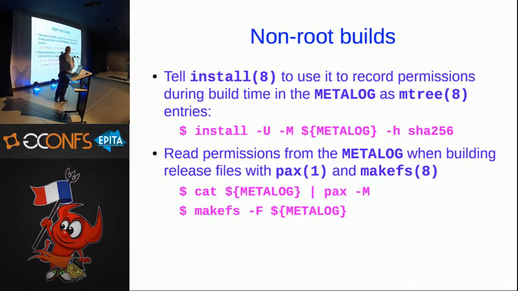And by specifying this flag, the install program, instead of setting the permissions on the destination files, just appends them to the metalog. So when you actually build tar files or you make a file system, you can tell it to consult the permissions for those paths from the metalog and put them inside the binary artifacts using the correct user. So you can actually build without being root and end up with the same results.